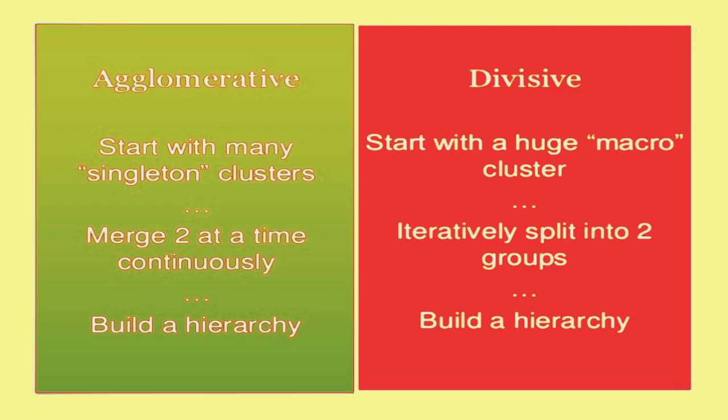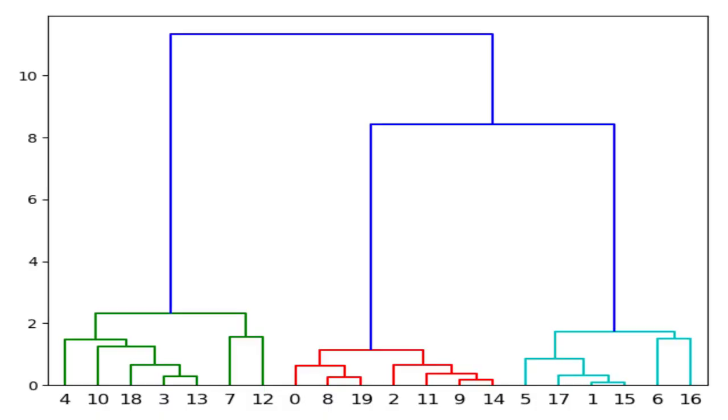And the agglomerative method can be explained as follows. In the agglomerative or bottom-up clustering method, we assign each observation to its own cluster, then compute the similarity, for example distance, between each of the clusters and join the two most similar clusters. Finally, repeat steps 2 and 3 until there is one single cluster left.